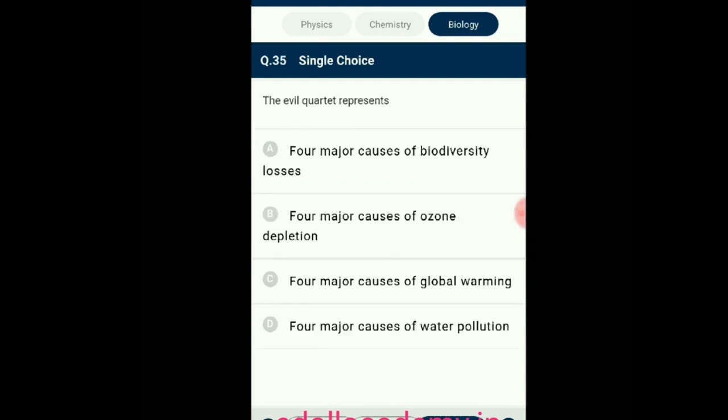Question number 35. The evil quartet represents the causes of biodiversity loss: habitat loss and fragmentation, over-exploitation of natural resources, invasion by alien species, and coextinctions. These are collectively called the evil quartet. So the answer for this question is option A. There are 4 major causes of biodiversity loss.